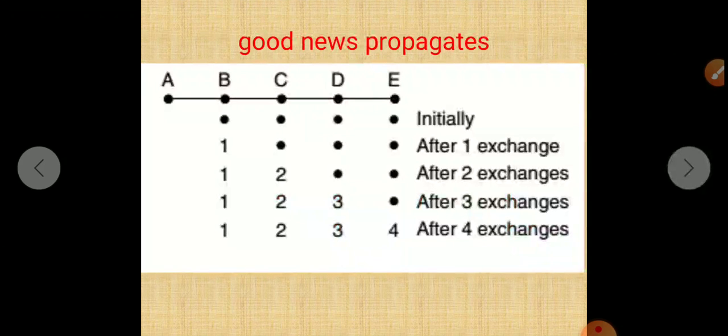So this is how good news propagates. Just have a look. The good news propagates after initially there is no good news. So after that, A to B is 1. Next one is A to C, hop count is 2, and next one is A to D, hop count is 3, A to E hop count is 4. For how many exchanges? After 4 exchanges. After even 4 exchanges, the A to E information is transmitted very fast.